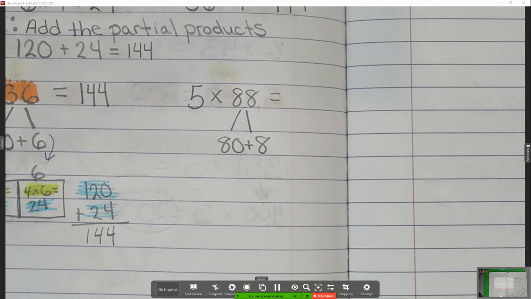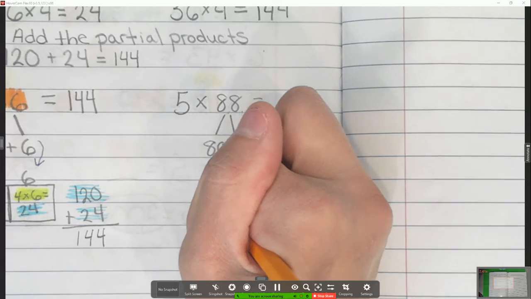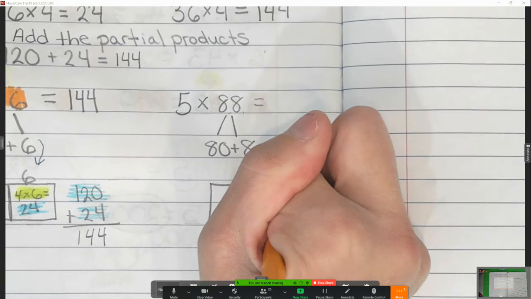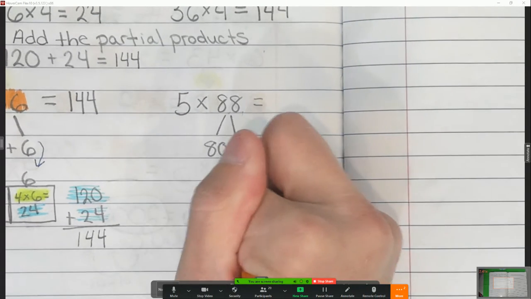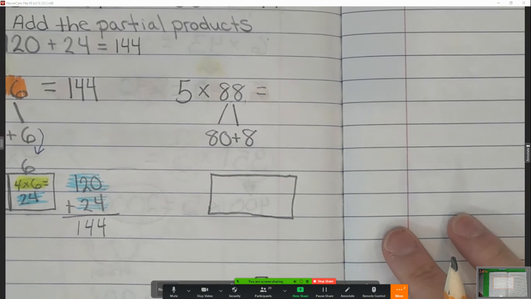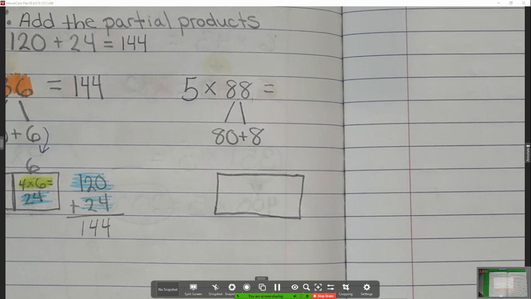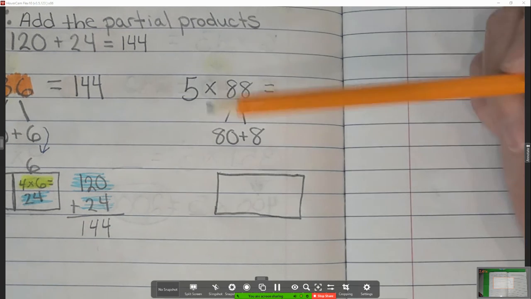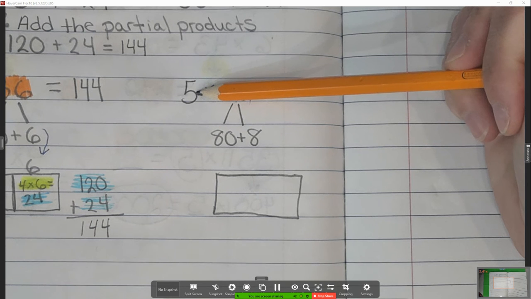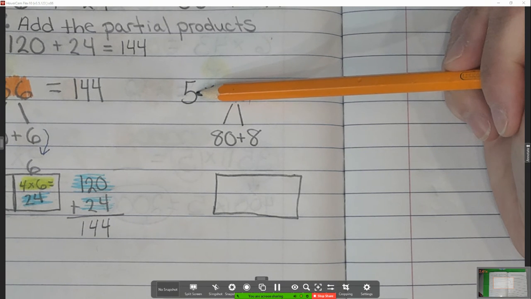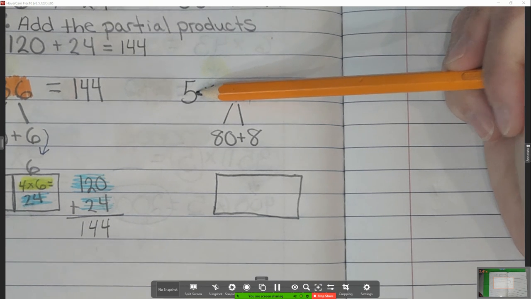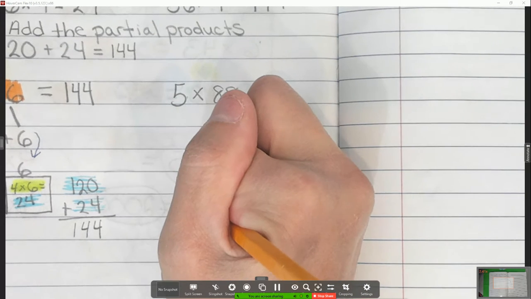Okay, so now I can go ahead and make my area model. I can know how many columns and how many rows. Go ahead and draw your rectangle. I have 1 row because I have 5. It's only 1 digit. 1 section for this factor. So I'm going to go ahead and bring this over 5.